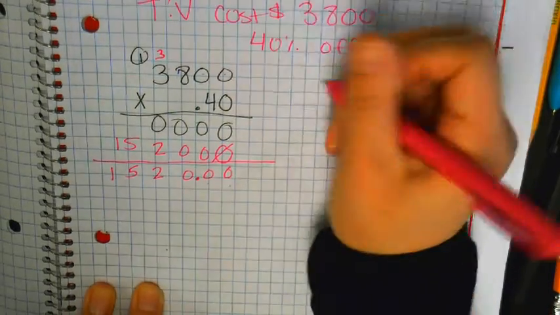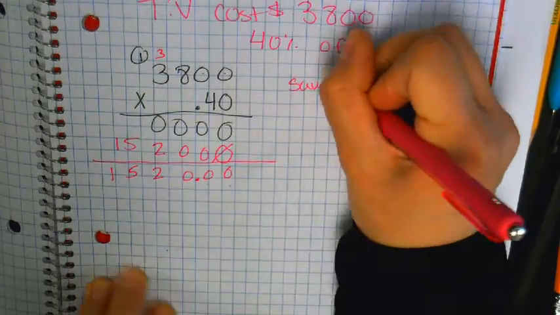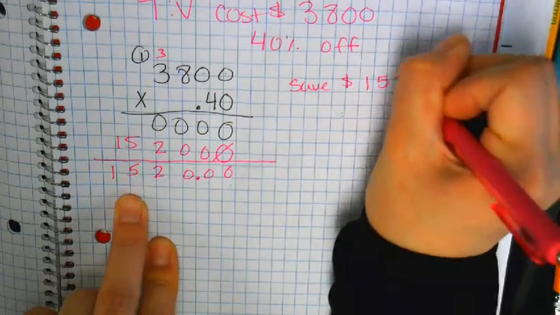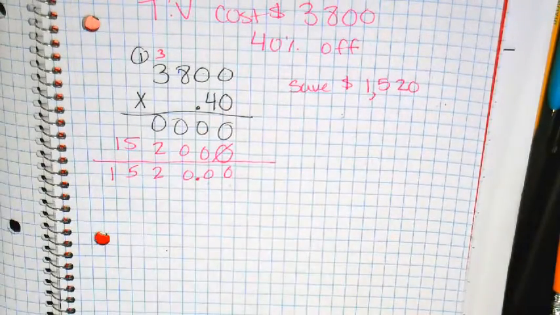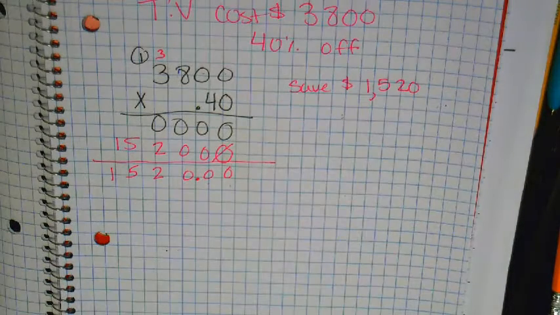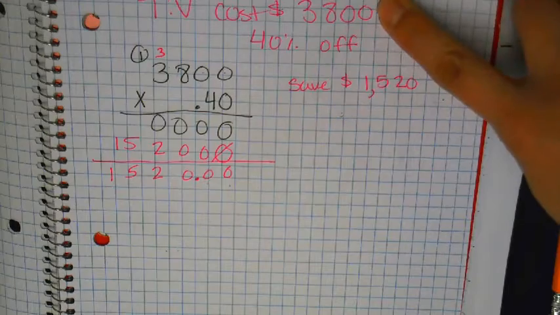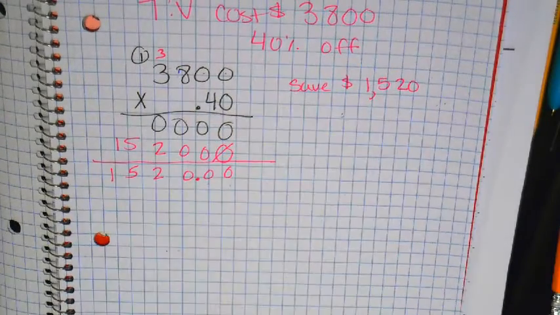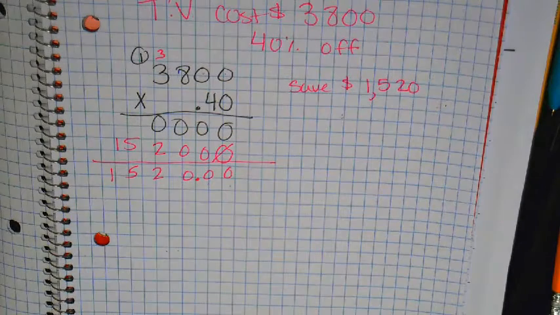So you're going to save $1,520. You're saving a lot. Two reasons. One, it costs a lot to begin with. And two, 40% is a big percent. 40% is a lot. You get a lot of 50% off for like Black Friday and stuff.